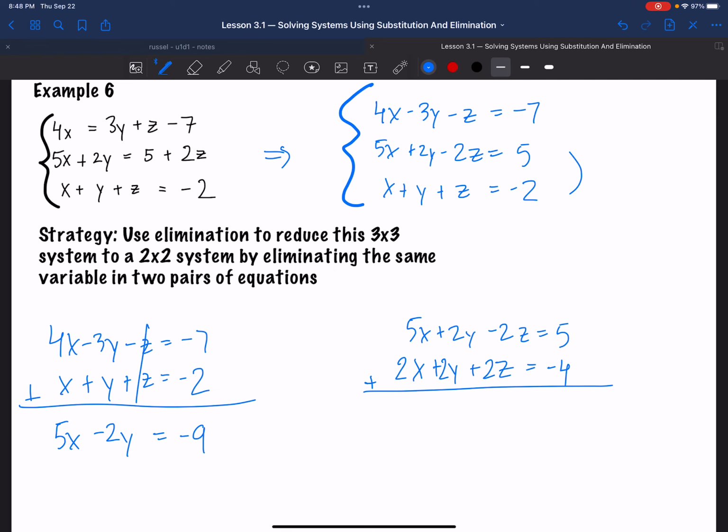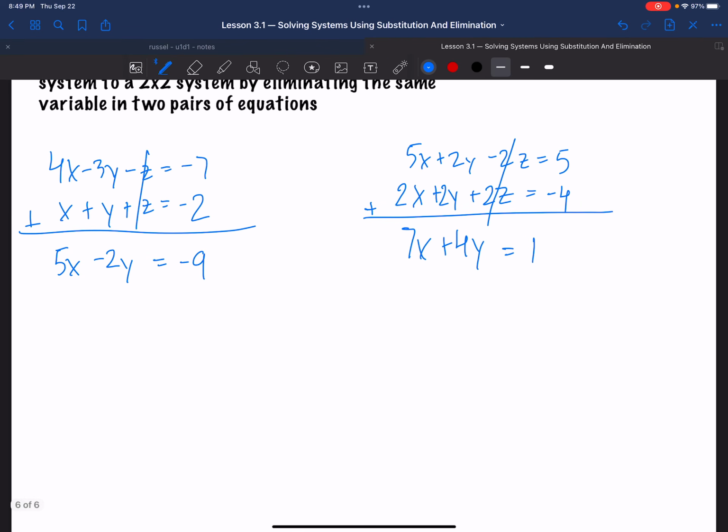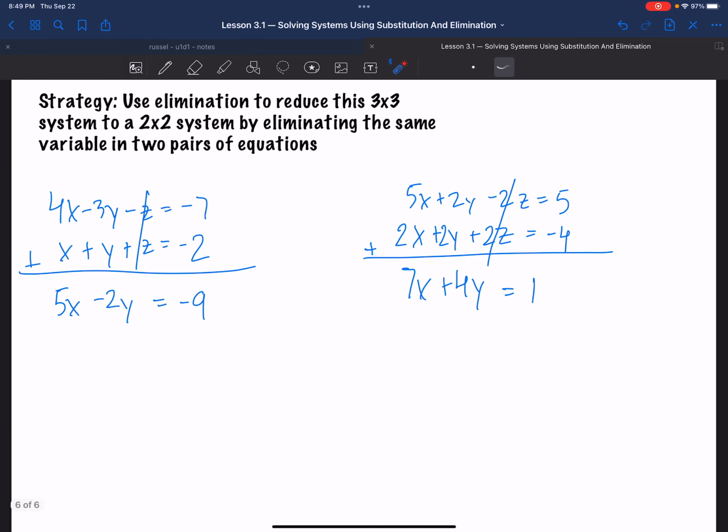I'm going to add now. 5x plus 2x, 7x, then plus 4y. The z's are crossed out, and 5 minus 4 is 1. So look at what's happened. We went from a 3 by 3 system, and now I've created one equation with two unknowns, a second equation with two unknowns. This is good. And they're the same unknowns, right? X and Y, X and Y.